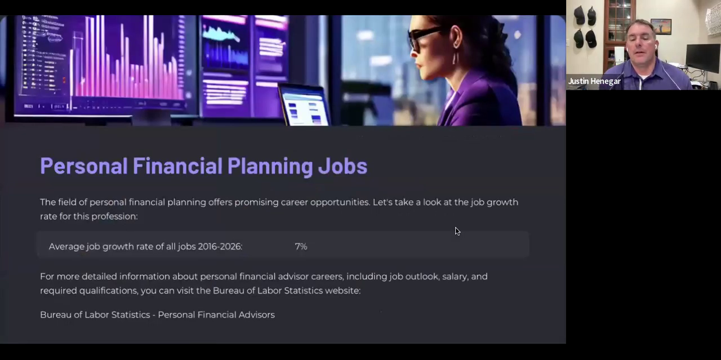Okay. Jobs. The financial planning industry continues to be one of the top growth positions or careers, at least for the last few years. As you can see here, it's roughly about 7% growth annually. So there is a need in our culture for competent financial planners. That's where potentially you might find yourself.